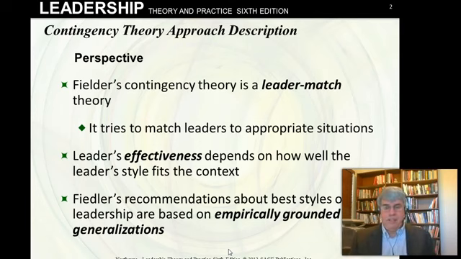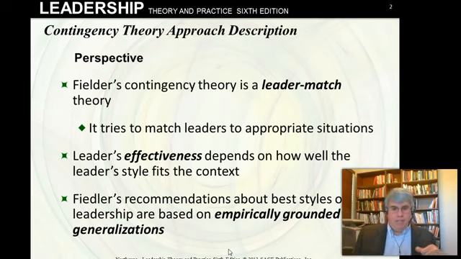And this contingency theory is a leader match theory, which means that it tries to match the right leader to the appropriate situation. So it's not actually saying what a leader should do in a situation. It's more of a theory of, okay, you've got this situation, what type of leader will be best in that situation? And so it predicts that the leader's effectiveness, how well the leader will be able to enable the group to achieve its goals, depends on how well the leader's style fits the context. Now, we're going to see that leader's style is going to be different than style that we've used in other models. We'll get back to that.